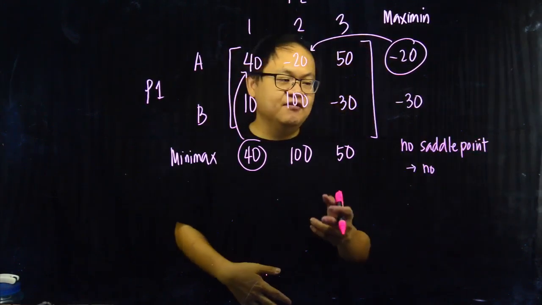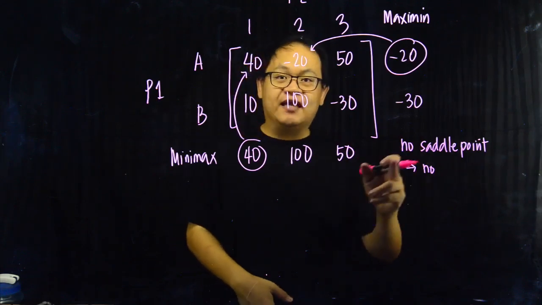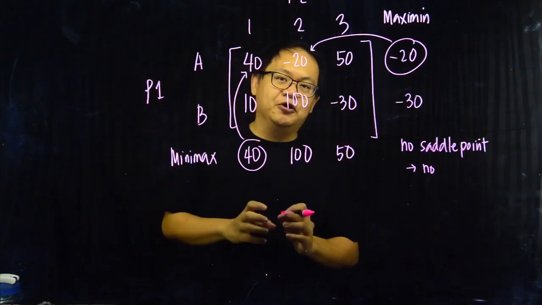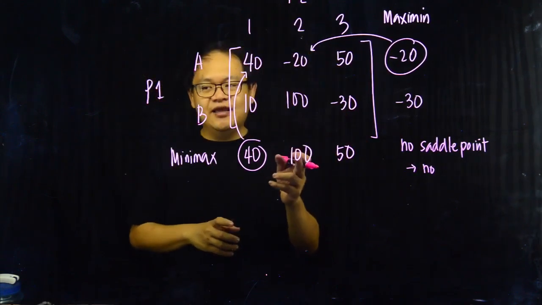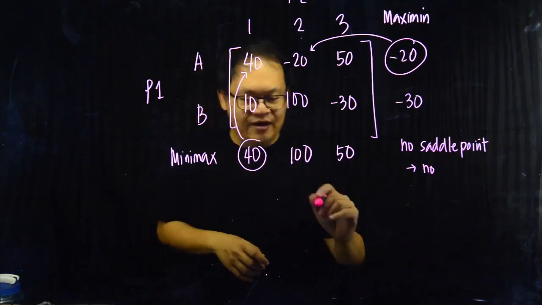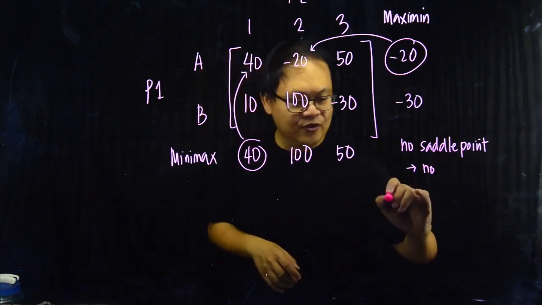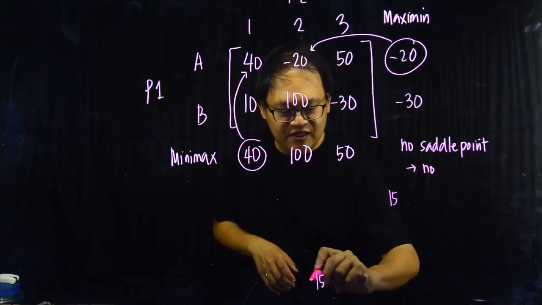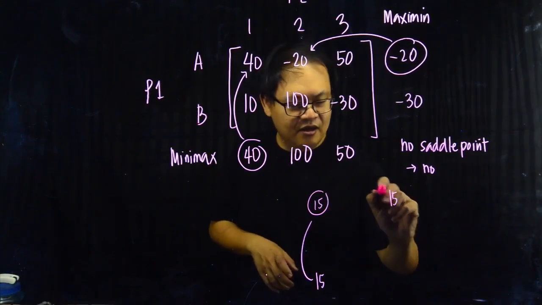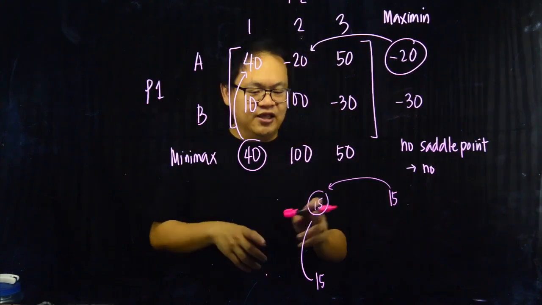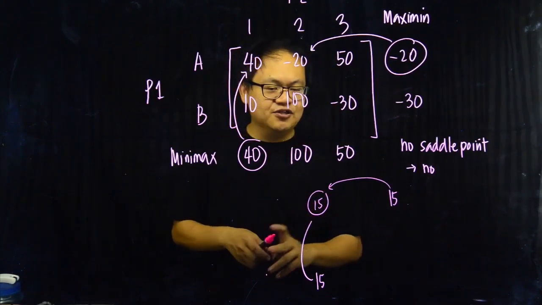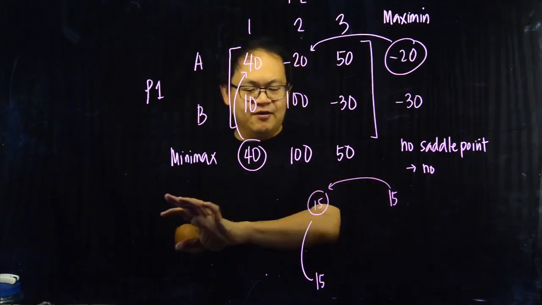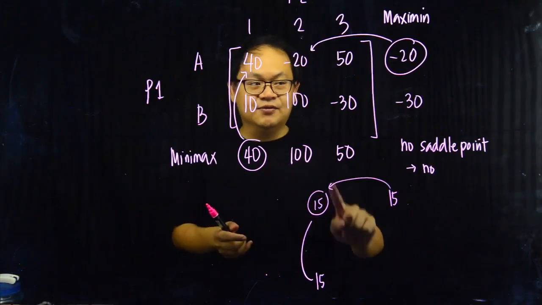Okay. So what does it mean for a problem to have no saddle point? That means that player 1 and player 2 cannot agree on a decision. Unlike in the previous example where the worst case scenario for player 1 is 15 and the worst case scenario for player 2 is 15, and they both point to the same solution.